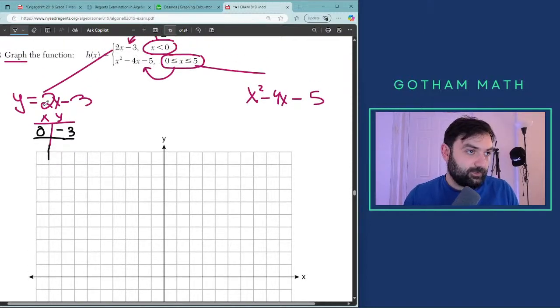And we know that for a line, we need 2 points. So pick any number to plug in here, but it has to be less than 0. Okay? And I don't know, negative 2. 2 times negative 2 is negative 4. Negative 4 minus 3 is negative 7.